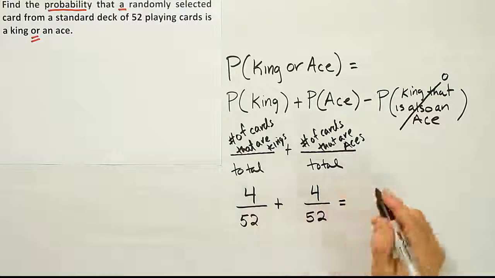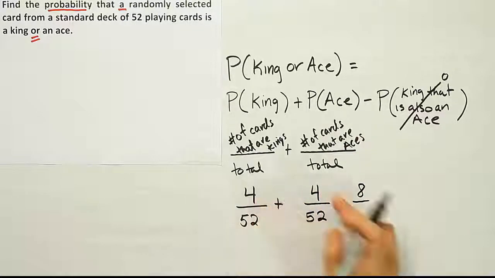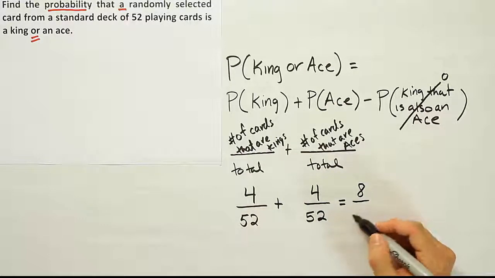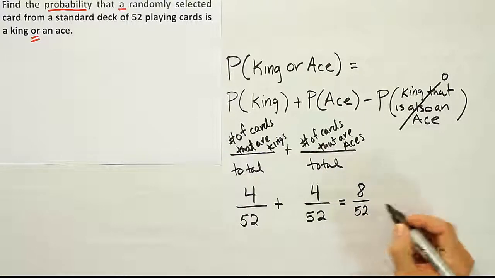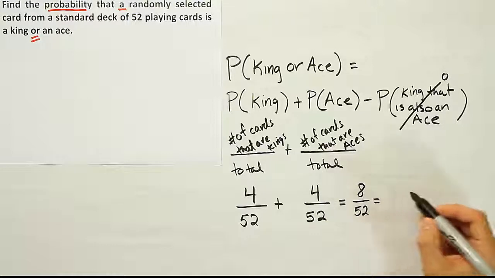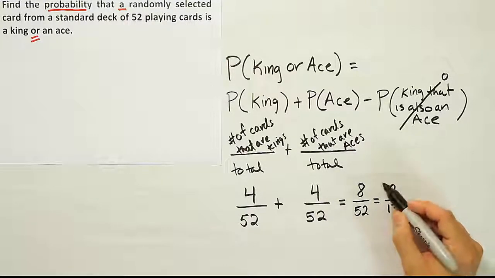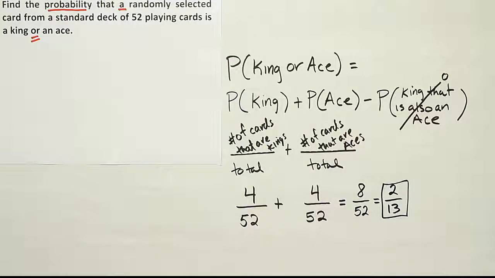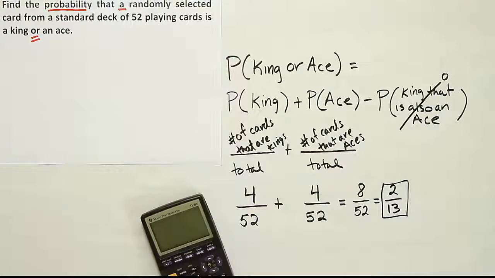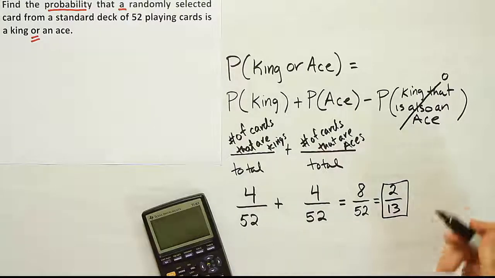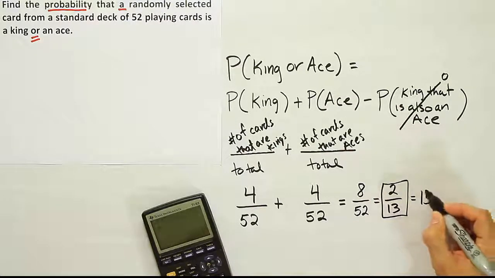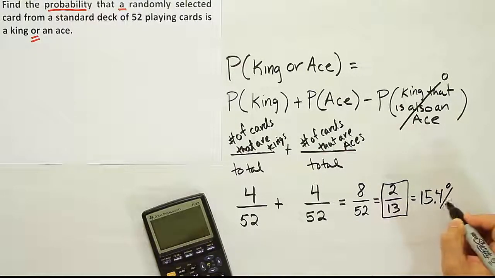Again, adding these together, same denominator, so add the numerators, you end up with 8 over 52. Both of these can be reduced by 4. 4 goes into 8 twice, goes into 52 13 times. You end up with 2/13, or if you want to know what that is as a decimal, you can simply divide the two numbers, and 2 divided by 13 is basically 15.4%, or 0.154 as a decimal.